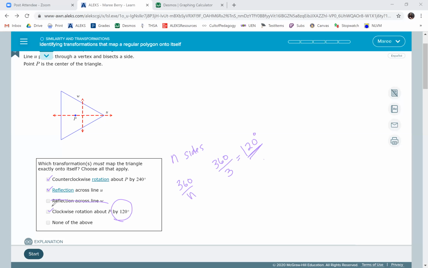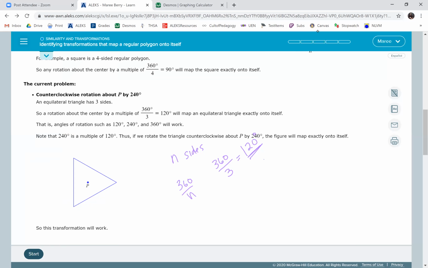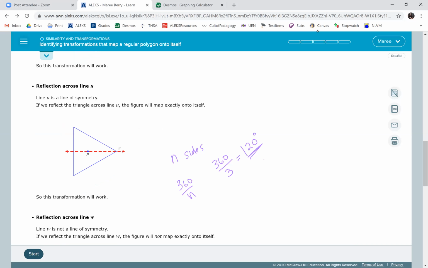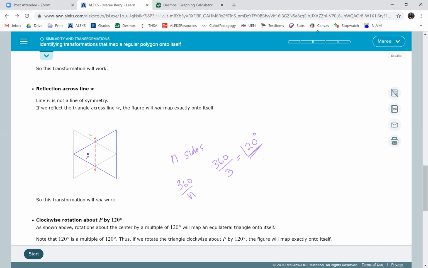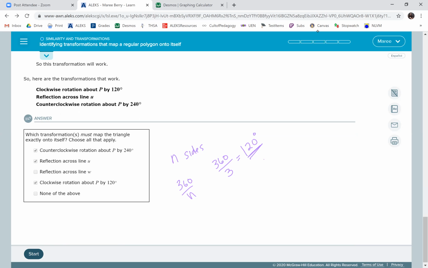So I'm going to leave these notes here on the side, but look at what they wrote. They actually talk about it. They say you can divide 360 by the number of sides. So any angles that are multiples of 120, and they show it a little bit better, 120, 240, 360, any of those will work. So that's why we picked the 2 that we did. And then you want to look at the reflection. You can kind of tell, hopefully, if it's a mirror image or not. And then they mark the 3 that we did.